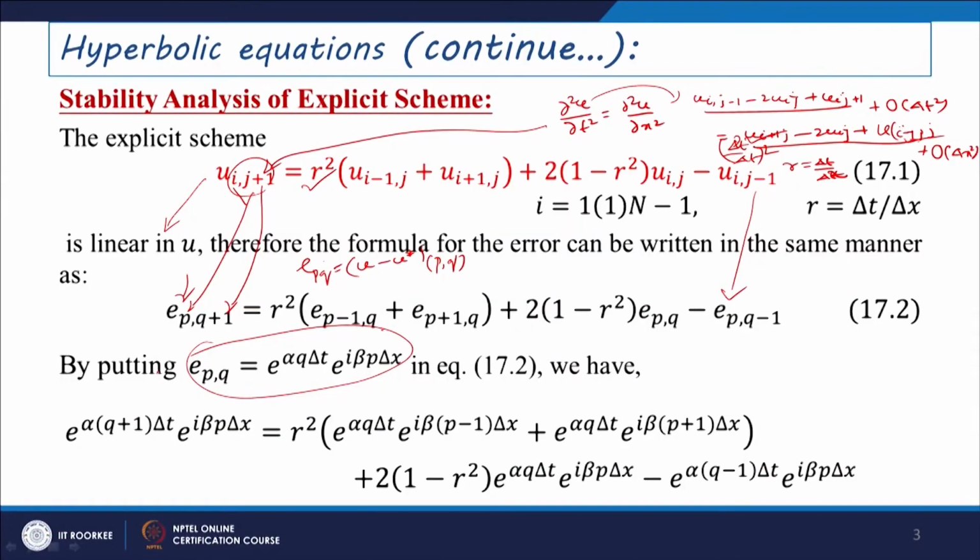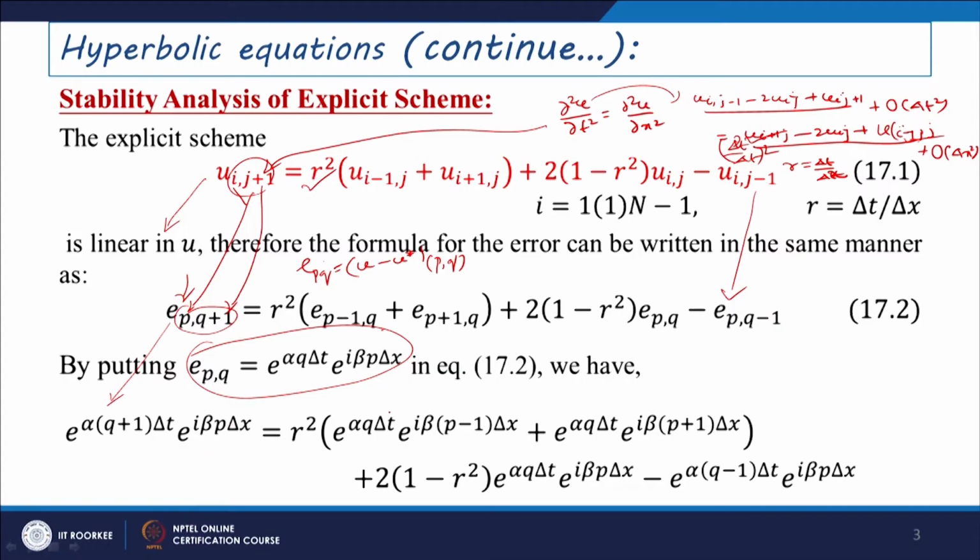And if we put these power terms in the form of the error term at the coordinate p, q plus 1, this can be written as e of p, q plus 1 as e to the power alpha into q replaced by q plus 1 into del t, e to the power i beta p delta x.